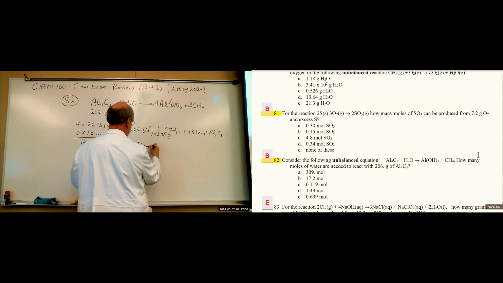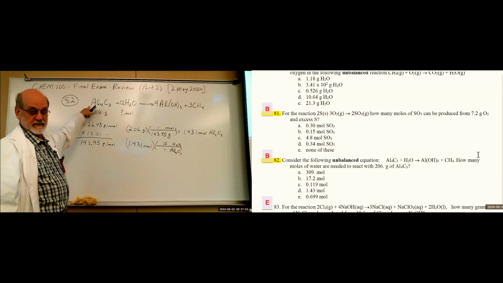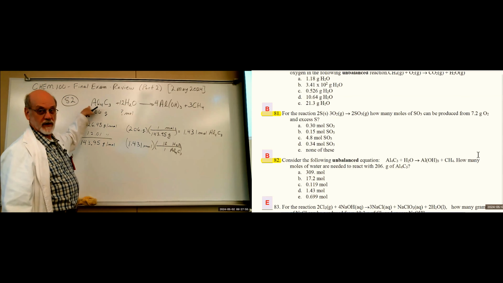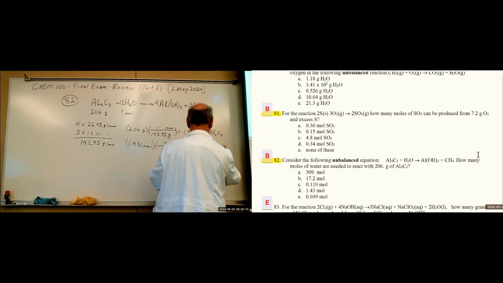The ratio then is going to be aluminum carbide and water on the top. So the ratio is 12 to 1, right? There's a 12 and there's an understood 1, always. We don't write the 1, it's there. All right, what's 12 times that value? And I get 17.1726 moles of water.